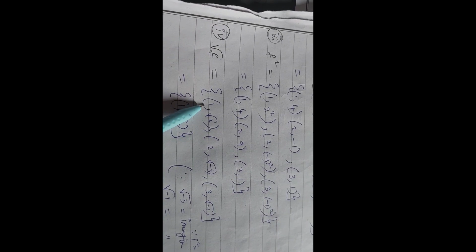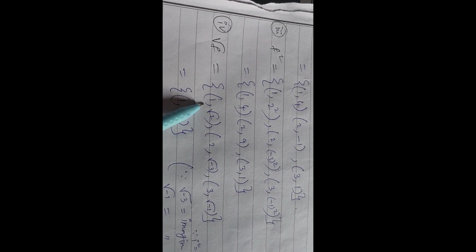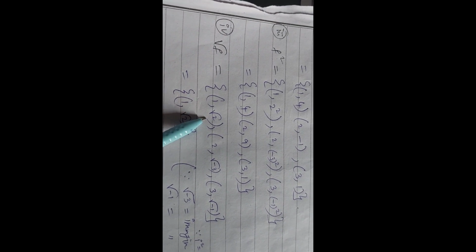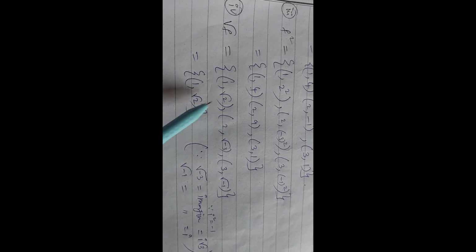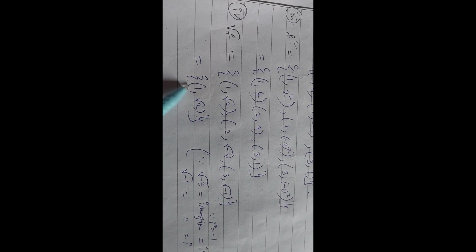Next he asked root f. Root f means we have to find the values of roots of the codomains. So 1 comma root 2, 2 comma root of minus 3, 3 comma root of minus 1. But roots of negative values are imaginary. So we should write only the real parts. So the answer is only 1 comma root 2. Next question.